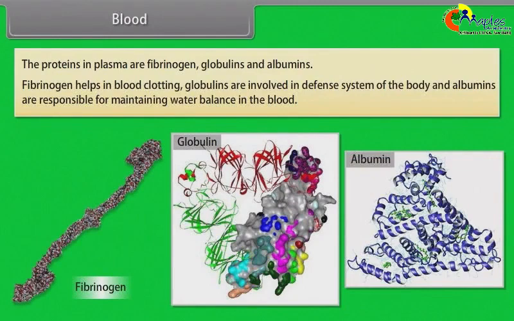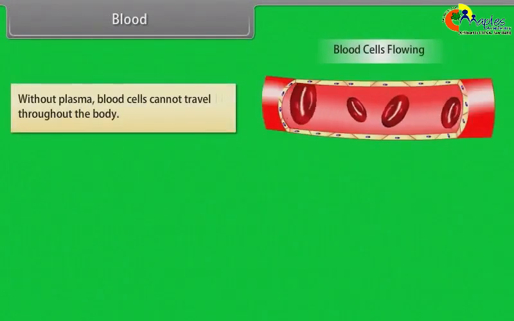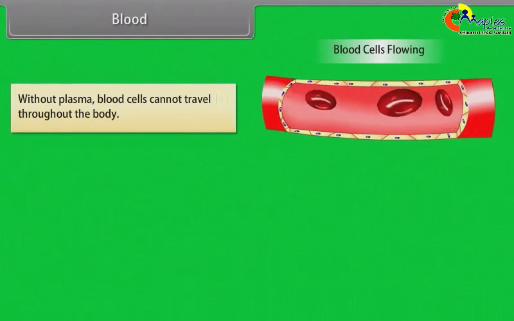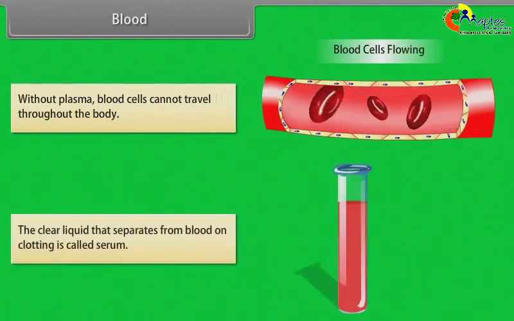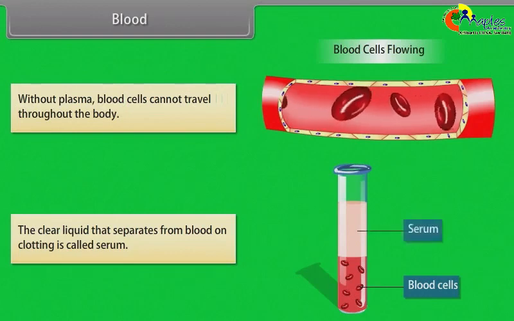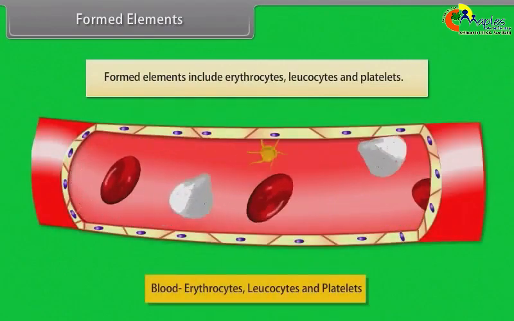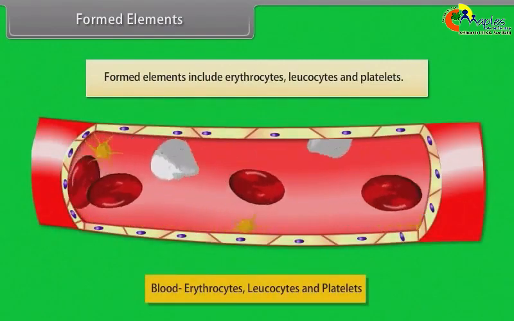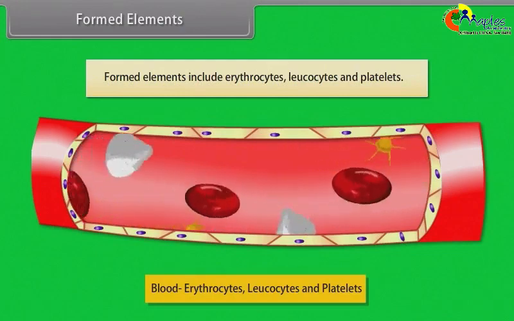Fibrinogen helps in blood clotting. Globulins are involved in the defense system of the body, and albumins are responsible for maintaining water balance in the blood. Without plasma, blood cells cannot travel throughout the body. The clear liquid that separates from blood on clotting is called serum. Formed elements. Formed elements include erythrocytes, leukocytes, and platelets.